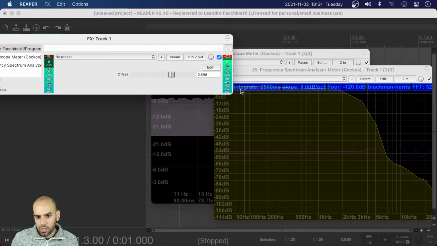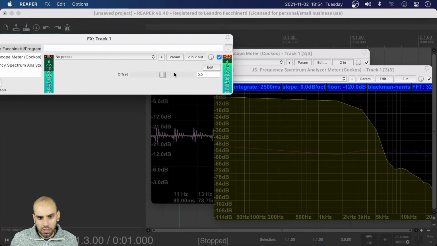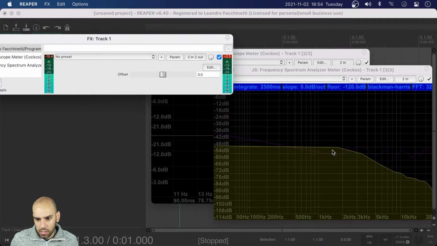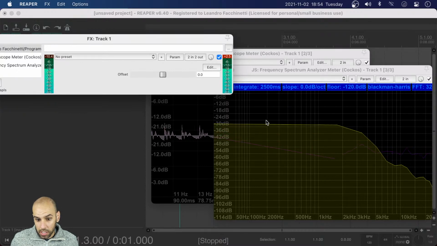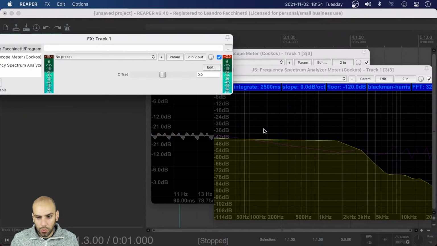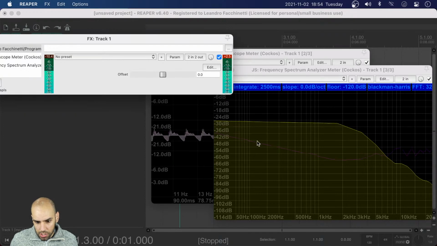Yeah, and it bumps all of this. So it may seem like there is a lot of energy around all these frequencies, but that's not true. That's just a DC offset that is throwing everything off. This is more realistic. There is just a bunch of energy around 100 hertz because, as we noticed before, there is a lot of energy around 100 hertz.